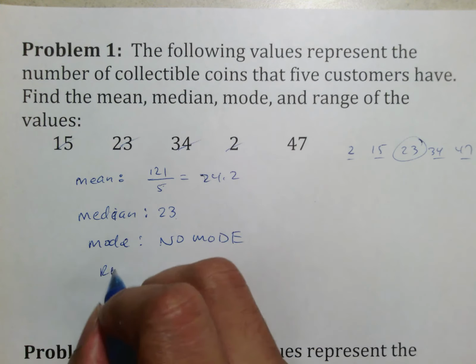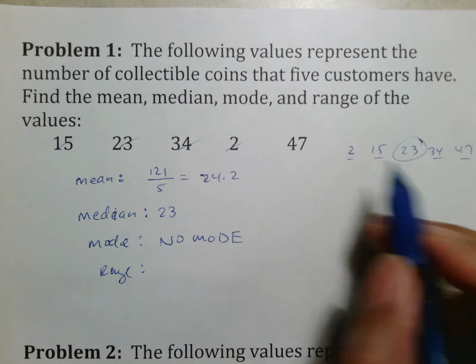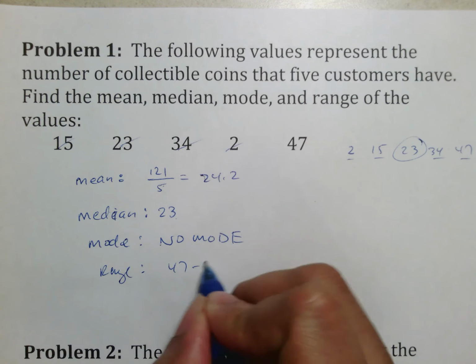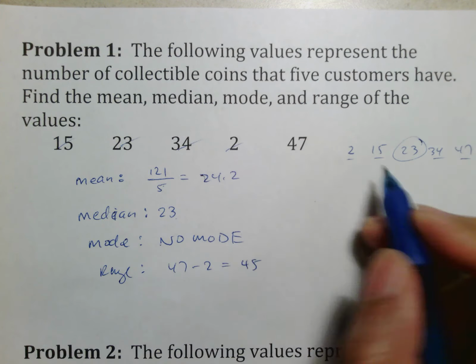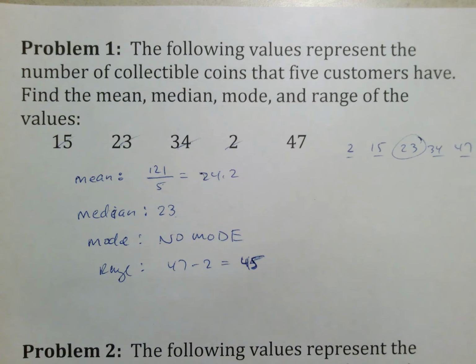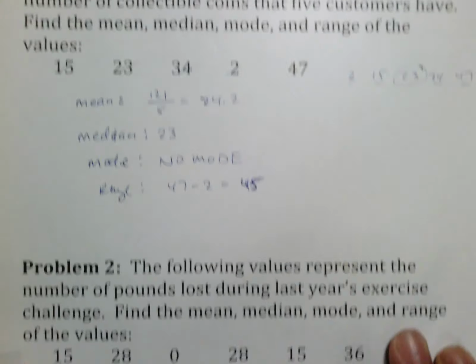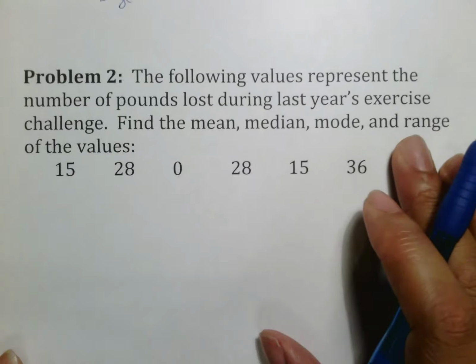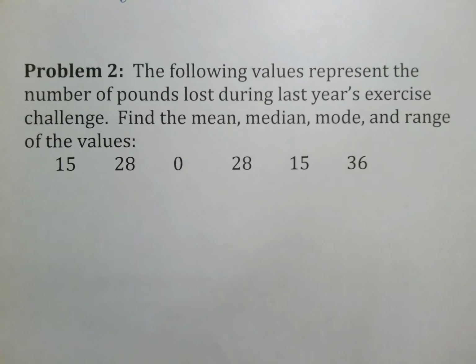The range is simply taking the highest minus the lowest, so 47 minus 2, which means my range would be 45. That covers a span of 45 total values, and that's all you have to do to find mean, median, mode, and range. Again, it's not that tough. You just have to make sure you are ready to do whatever is necessary to get those questions right.